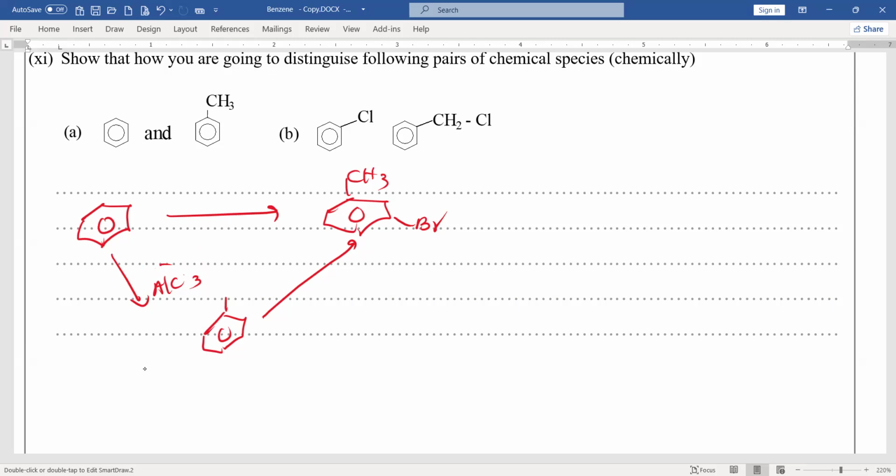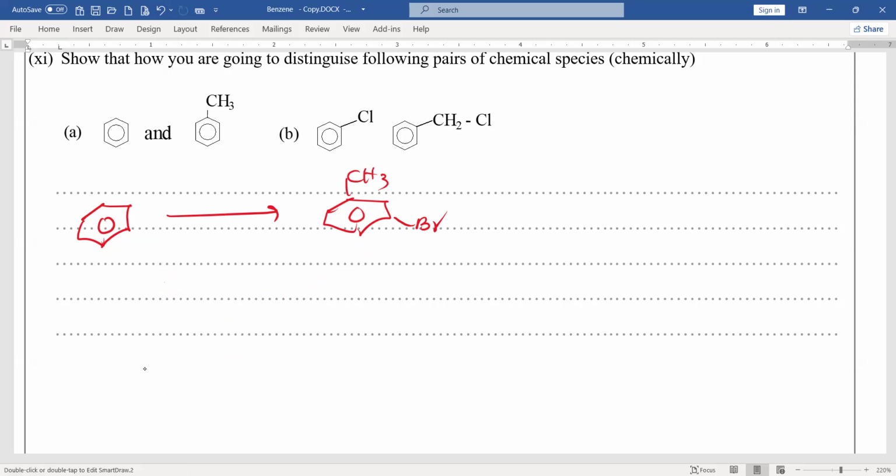Then you may try with the Br case. Then you can add Br2 and iron, and you will get Br added to this. Again, Br is a halogen. Halogen may deactivate the benzene ring, but still it is ortho-para director. So no, it will not work. Therefore, you have to go for an alternative.